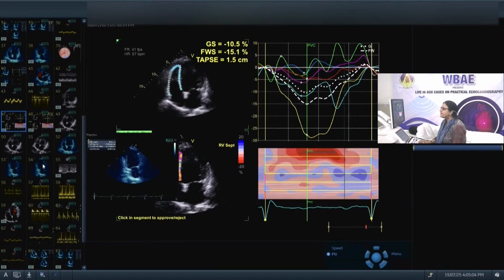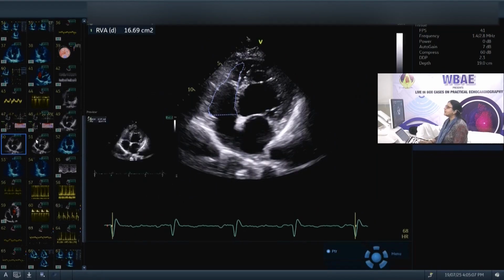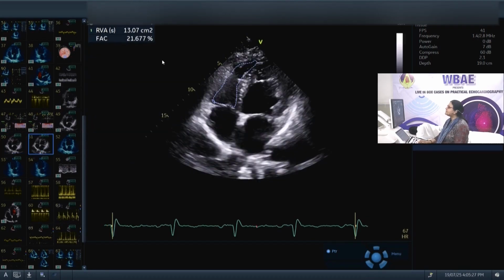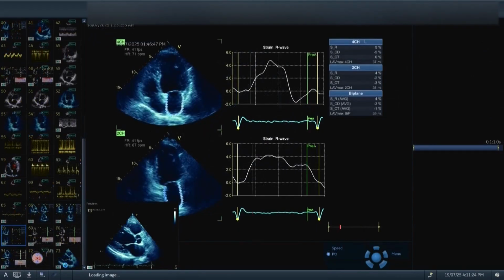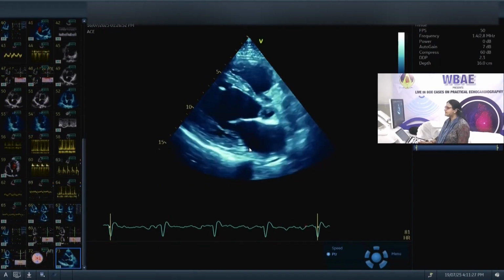We also did the RV FSE, I'm just going to show you that. For doing the RV FSE, we have to take the RV endocardial border. We will have to line the RV endocardial border in end diastole and also in end systole, and then our machine has this auto EF package, which gives us an RV FSE of 21.6%. The normal RV FSE value is more than 35%, and this patient has 21%, which again shows that he has reduced RV function.